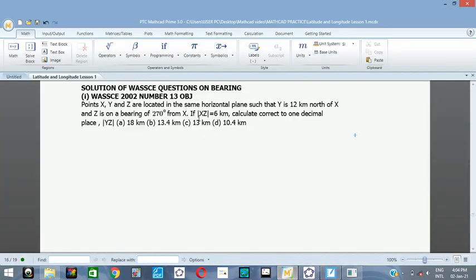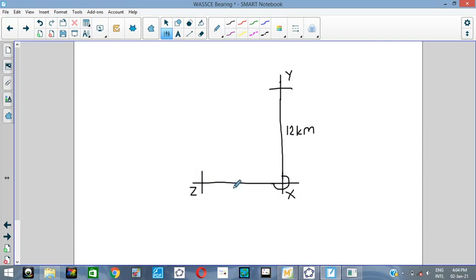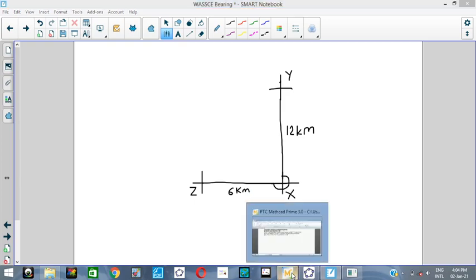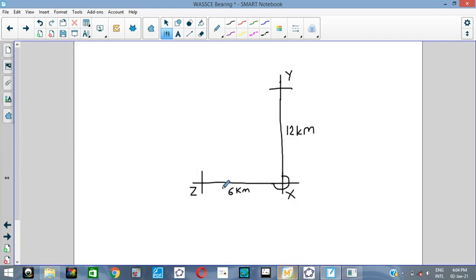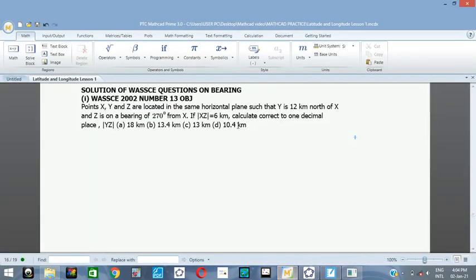The question said if XZ is 6 kilometers. So from X to Z here, 6 kilometers. Alright, so I think the question is over. The next thing is what to calculate. It says calculate, correct to one decimal place, YZ. So this is the distance the question wants us to calculate, from point Z down to point Y. It's a very simple one, that's why it's an objective question. If you are not able to locate this bearing, if you don't understand the turning of bearing, you are going to have problem with this question.